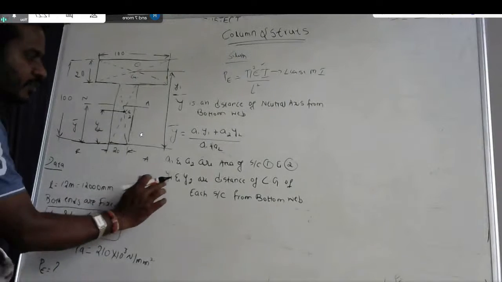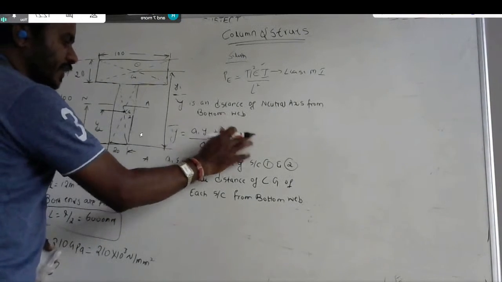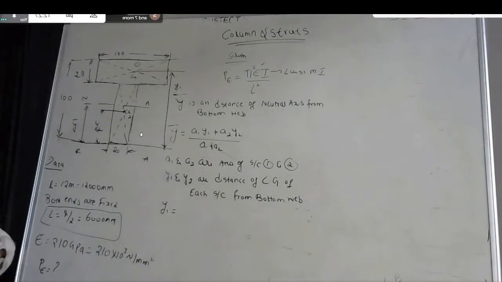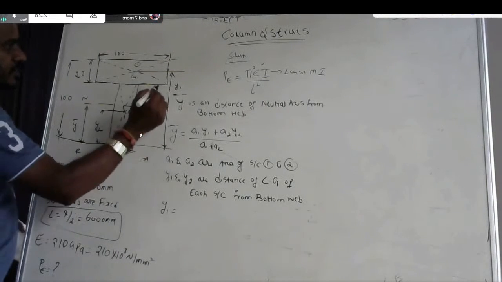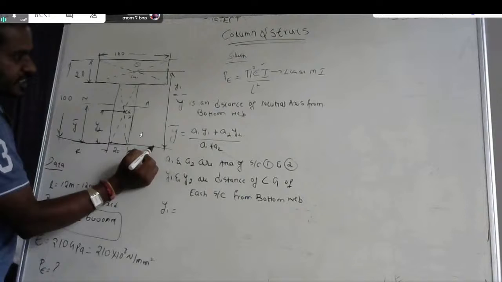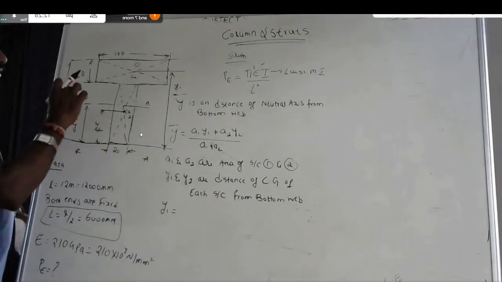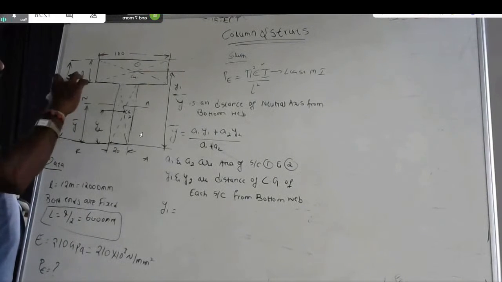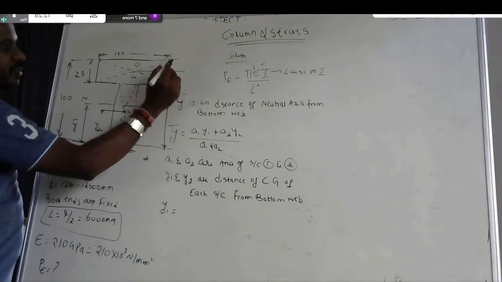Now I need to find y1, y2. In order to calculate y bar, I require A1, y1, A2, y2. Let me calculate y1 now. What is y1? Calculate the distance from here to here. What does the distance become? You have to check. See, here the total height is how much? 100. The total height is 100. CG1 occurs, y1 is up to this center only.